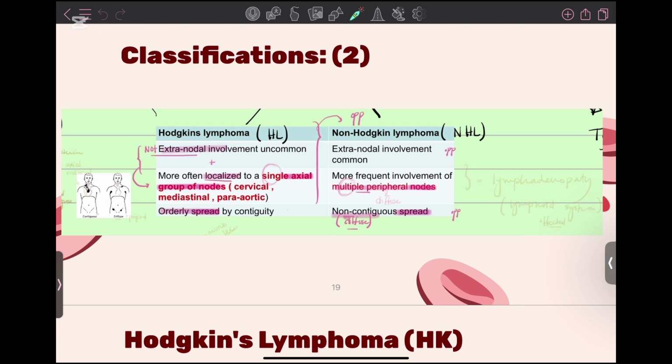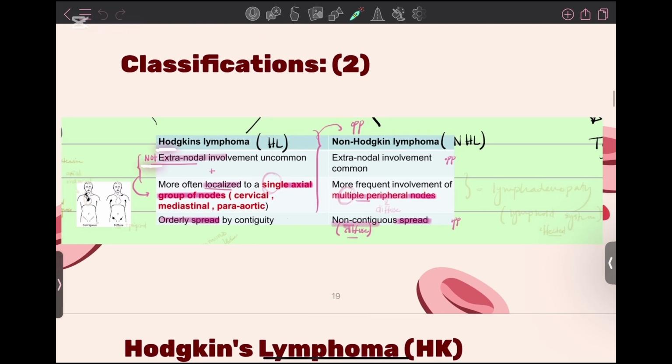Now, the involvement of the disease. In Hodgkin's you're not going to find extranodal involvement. It's going to be localized, for example in the axial group of nodes, whether cervical, mediastinal, or para-aortic, a localized area. But with non-Hodgkin's, how do you remember? It's everywhere. It does not want to follow a rule. It involves extranodal involvement, and is more frequent in multiple peripheral nodes. Periphery, like outside.